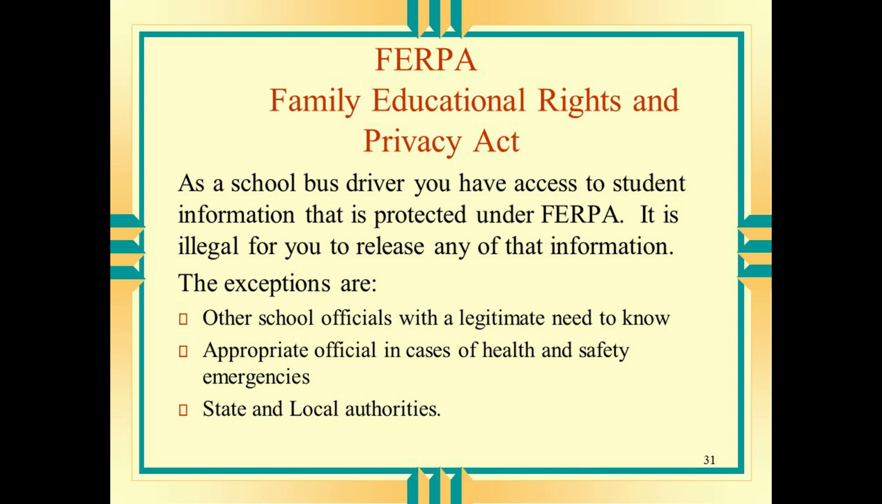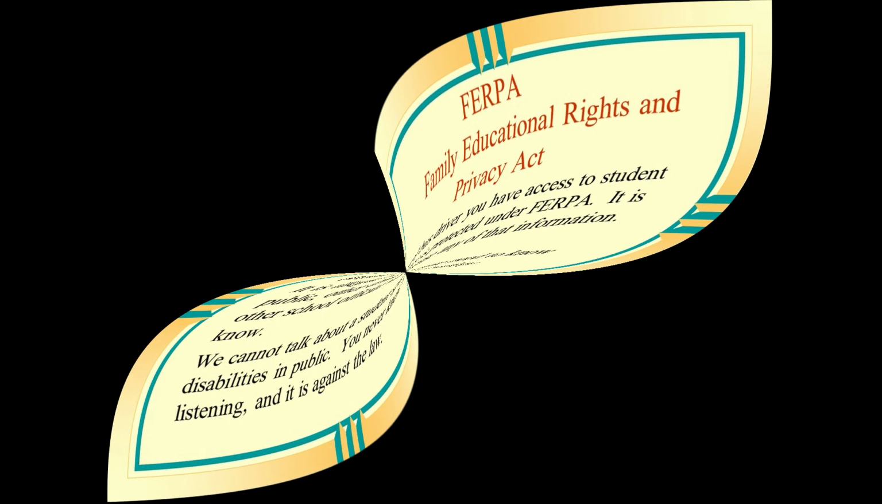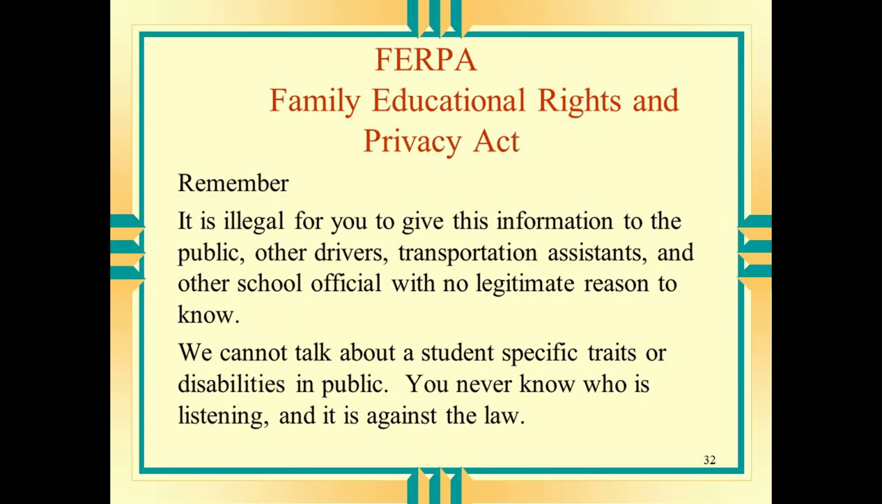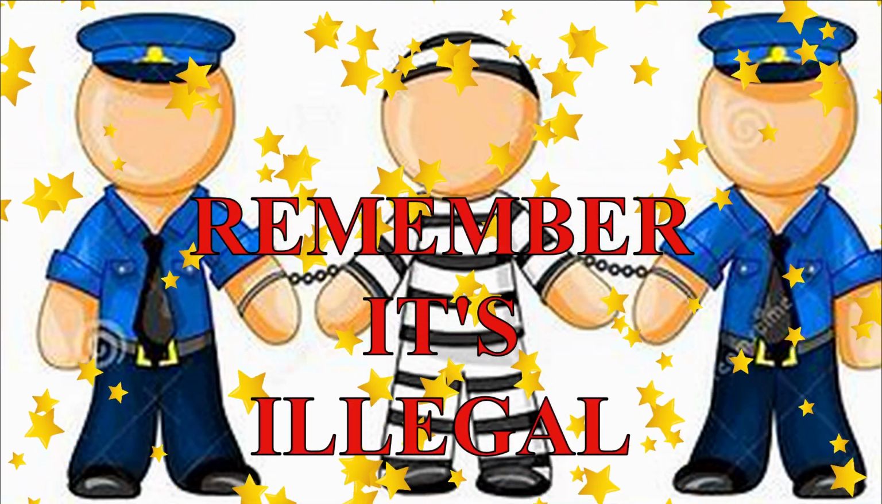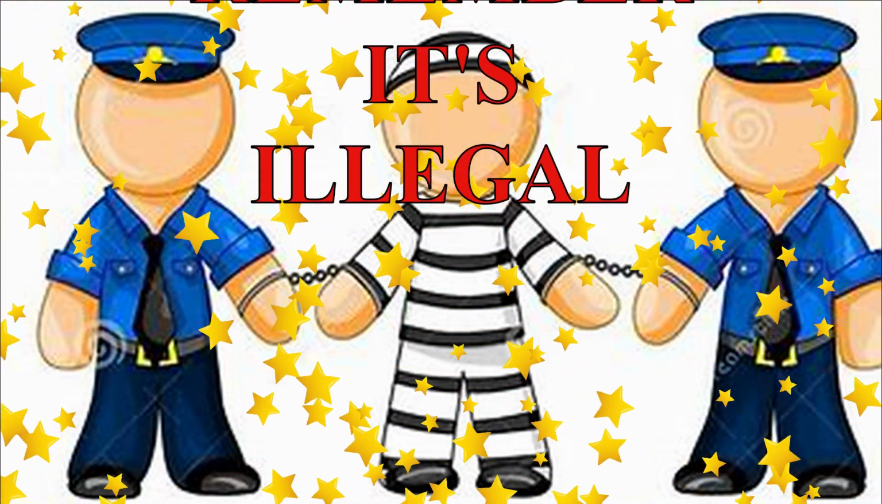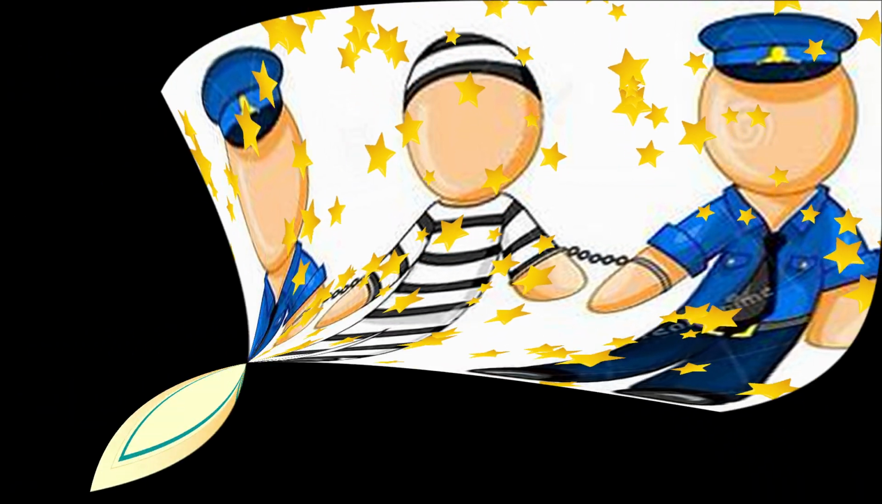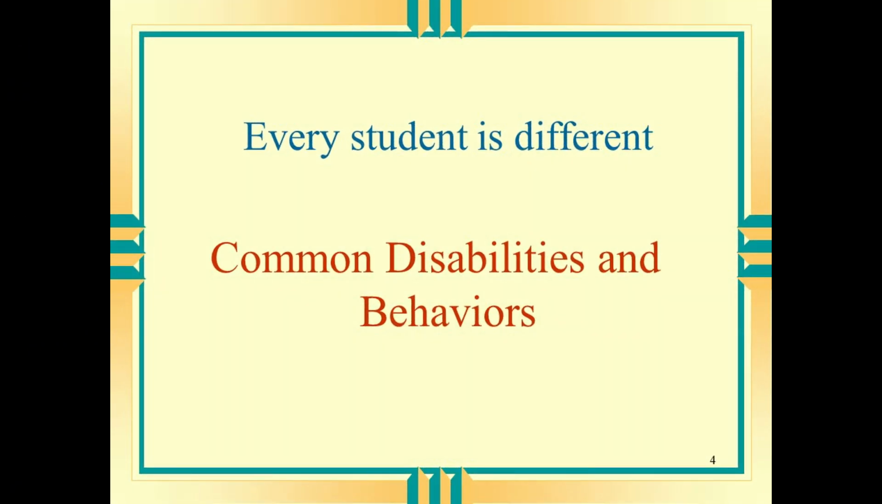There are some exceptions. You can release that information to other school officials with a legitimate need to know, appropriate officials in case of a health or safety emergency, and state and local authorities. Remember, it is illegal for you to give this information to the public, other drivers, transportation assistants, or a school official with no legitimate reason to know. We cannot talk about a student's specific traits or disabilities in public. You never know who is listening, and it's against the law. All bus drivers know every student is different.